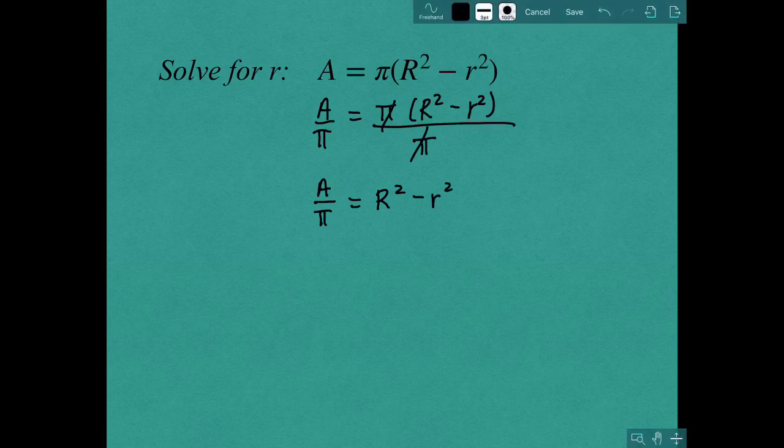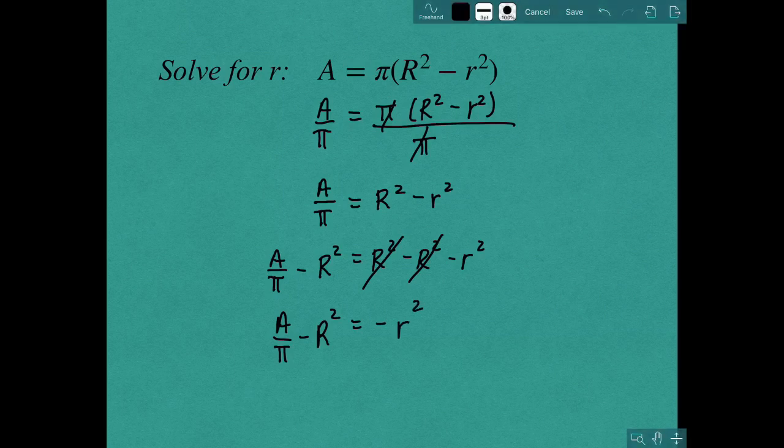Now I want to get rid of the capital R squared, so I can subtract that term from each side. So they cancel. I have a over pi minus capital R squared equals negative r squared.